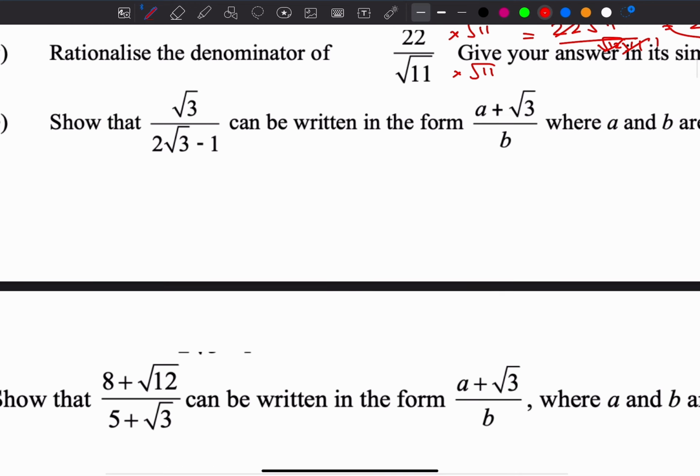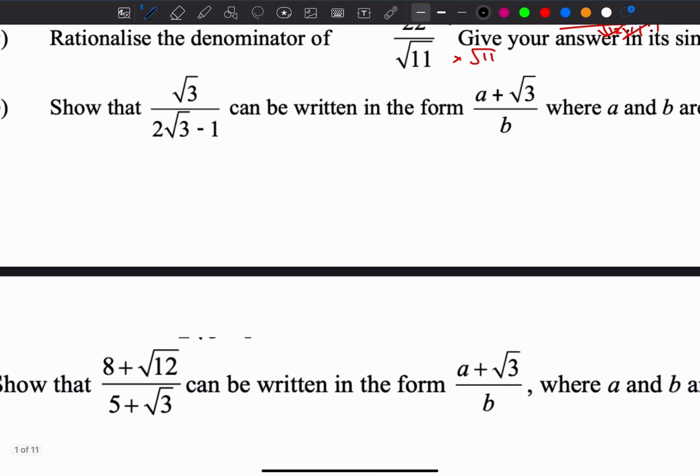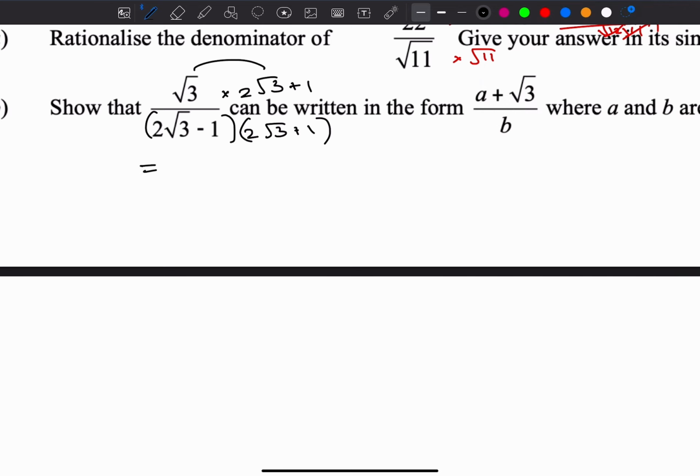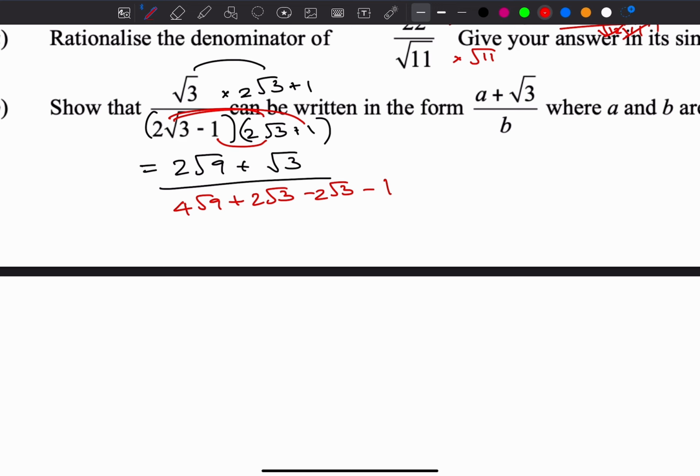Next one. How to rationalize this? Times it by 2 root 3, add 1, 2 root 3, add 1. Okay, change the middle sign, isn't it? Always. Here and here. That will give you 2 root 9 plus 1 root 3. We don't write 1 root 3, just write root 3 is better. Looks nice. In the denominator, this and this, that makes it 4 root 9 plus this and this. 2 times 1 is 2 root 3. This and this minus 2 root 3. Take away 1. There you go.